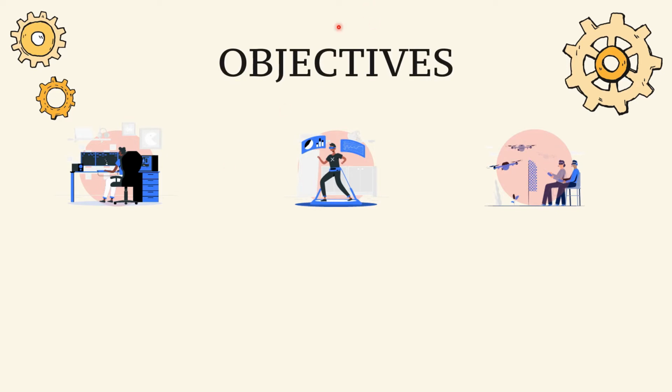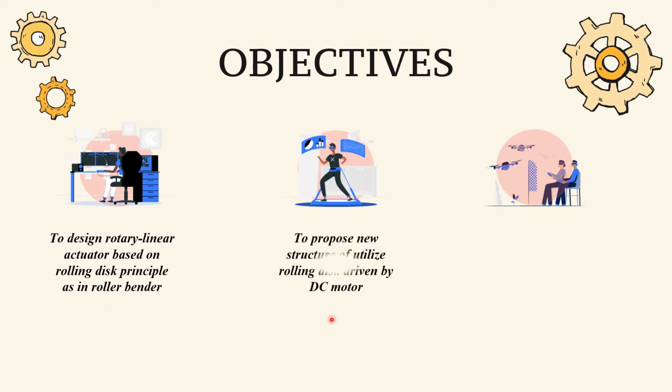In this research, we focus on 3 main objectives. First is to design rotary linear actuator based on rolling disc principle as in roller bender. Second is to propose new structure utilizing rolling disc driven by DC motor. And last is to build a suitable DC motor controller in terms of speed and direction.